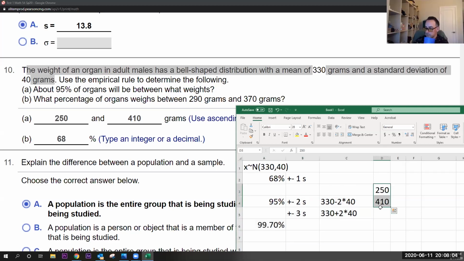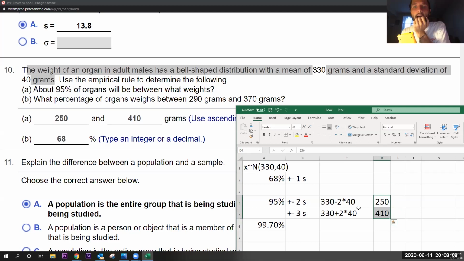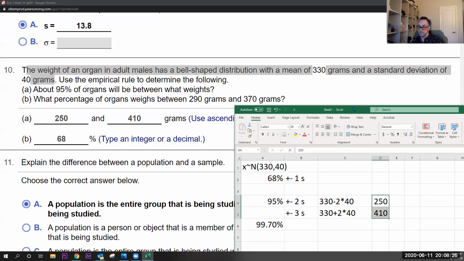For the 68%, just do one. Adam, do you get that or no? Yeah, I understand that. All right, cool. So that was for number 10. B says, what percentage of organs weighs between 290 and 370? So for that one, how would you guys do that?